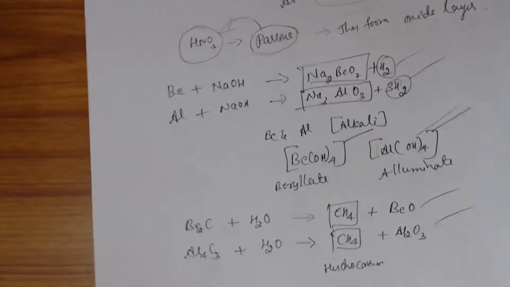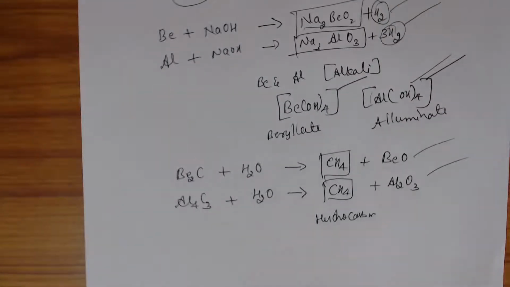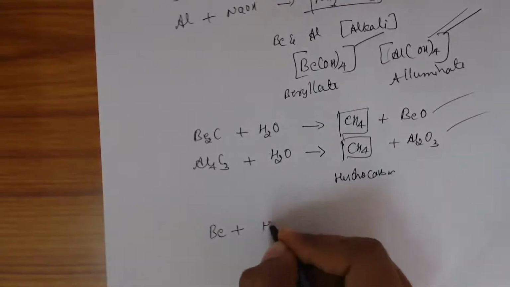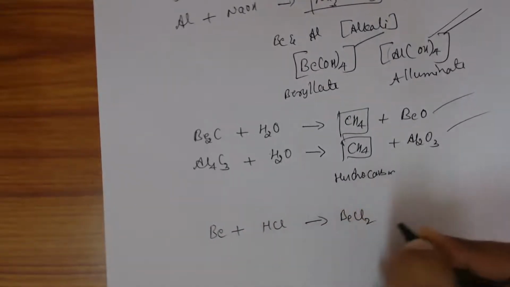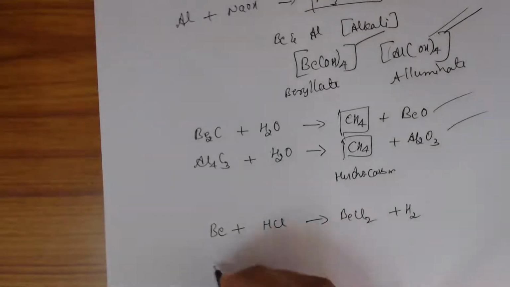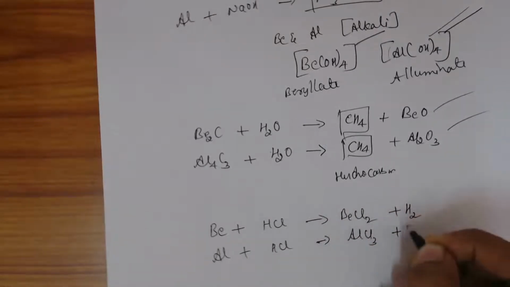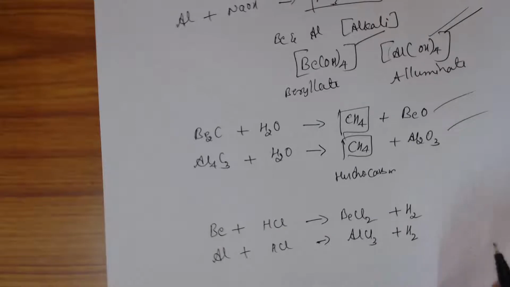The next one is both react with HCl slowly to form H2 gas. For example, if beryllium reacts with HCl, it forms BeCl2 plus H2. If aluminium reacts with HCl, it forms AlCl3 plus H2. You may balance the equation students, but this is not theory, they won't ask for the balanced reaction. They will just ask for the product formula, like beryllium chloride and aluminium chloride along with the liberation of H2 gas.